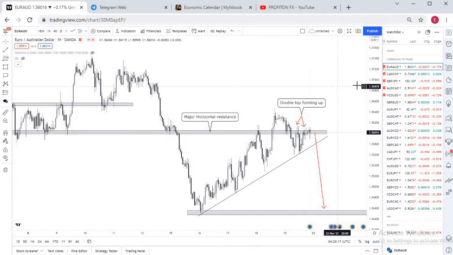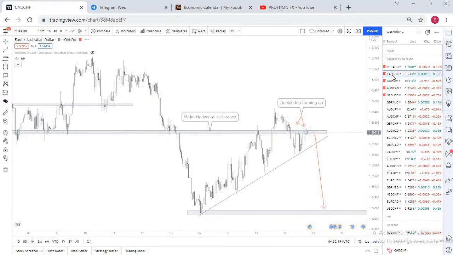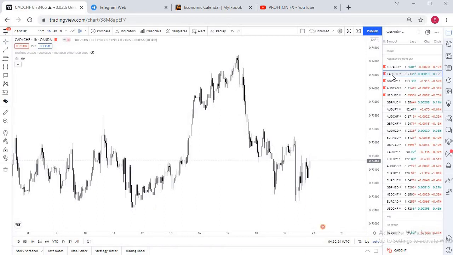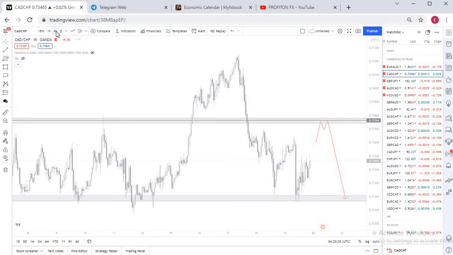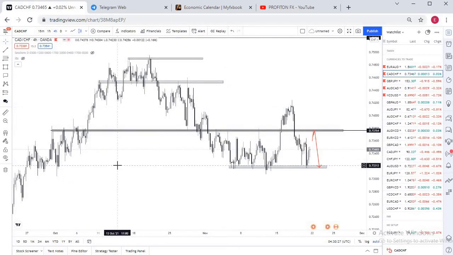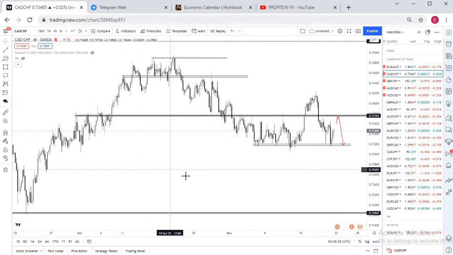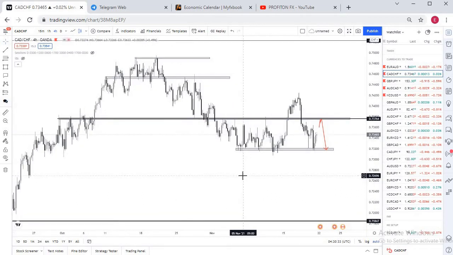So let's move on. Canadian Swiss franc. Canadian Swiss franc. When we start on the 4-hour time frame, we have key horizontal levels that price is respecting very well. One of them is this level here, marked by the gray rectangle and the black line.